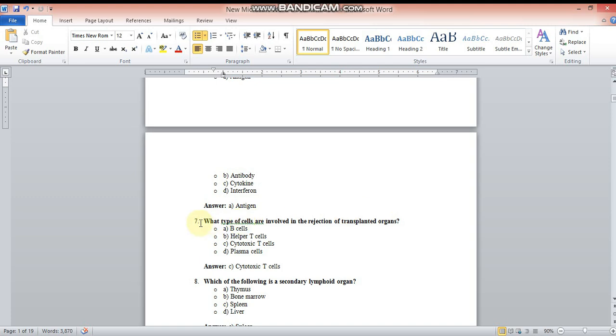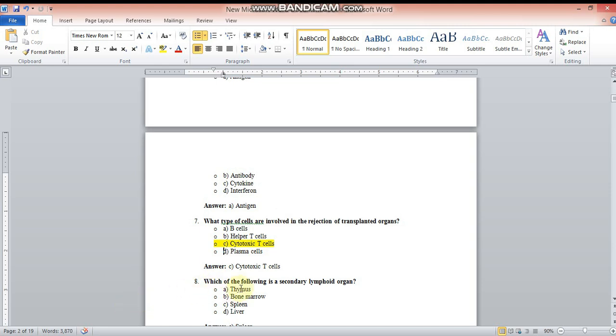The next MCQ is, what type of cells are involved in the rejection of transplanted organs? A. B cells, B. Helper T cells, C. Cytotoxic T cells, and D. Plasma cells. So the correct option is C.